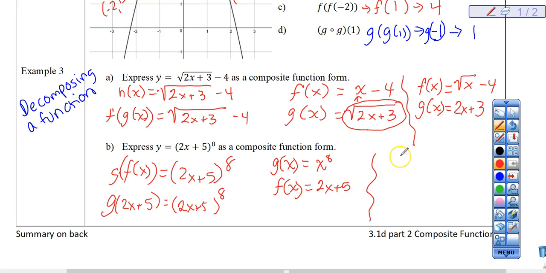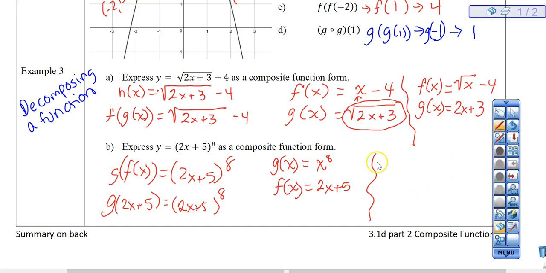Joey. So the g of x equals what? 2x plus 5, what? To the 8th power? And f of x equals x? Oh yeah, that would work. You little stinker. That would work. But that's not really decomposing, because you didn't decompose the function. But actually, it's not wrong.